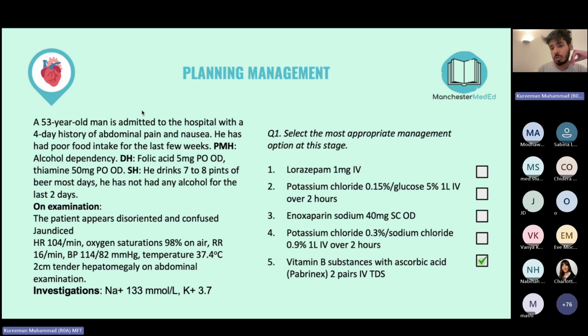Even if you don't know he hasn't been taking the thiamine, it doesn't change the management plan, because you will be giving him Fabrinex anyway, given that he hasn't been drinking alcohol for the past 2 days, and this puts him at risk of Wernicke's encephalopathy because of his alcohol dependence. And I assume that because he had poor food intake, he couldn't be taking his thiamine as well.